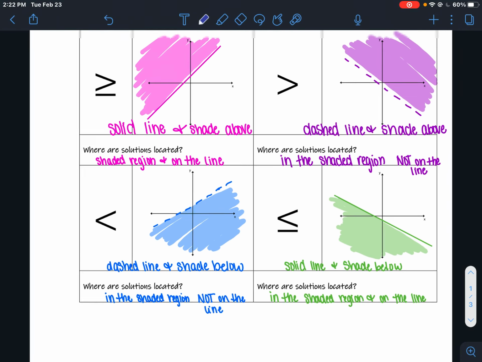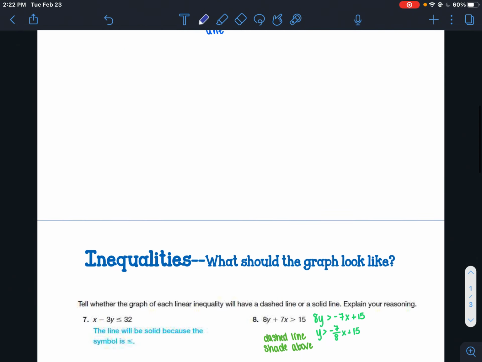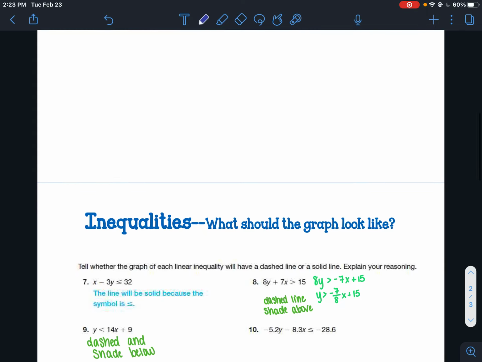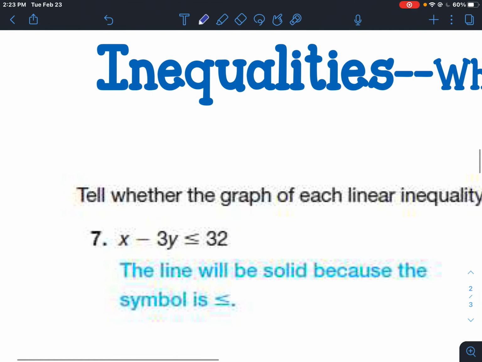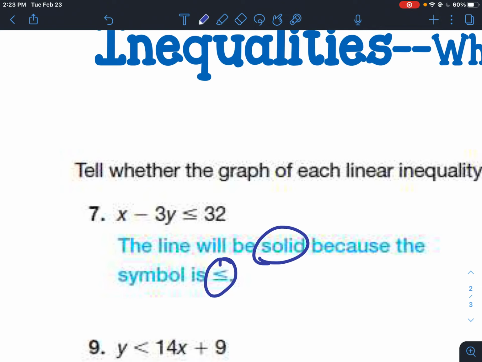All right, so just a little tiny bit of practice down here at the bottom. Tell whether the graph of each linear inequality will have a dashed or a solid line and explain your reasoning. Okay, so for this first one, this one's just the example. They're giving you the answer. The line will be solid because the symbol is less than or equal to. So that equal to signifies that it is solid.